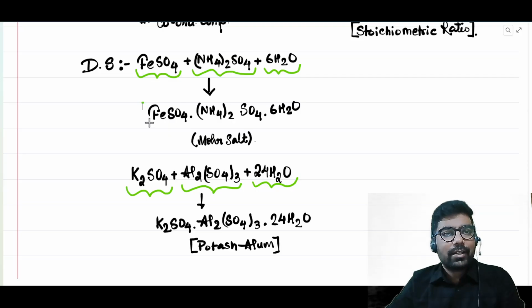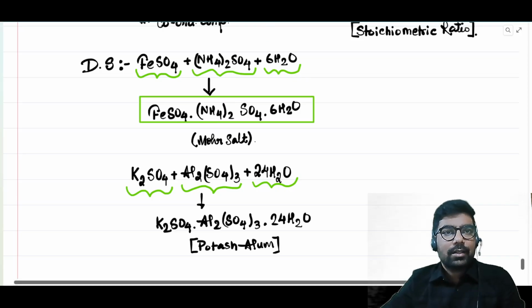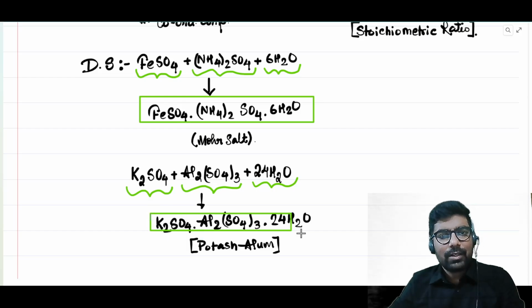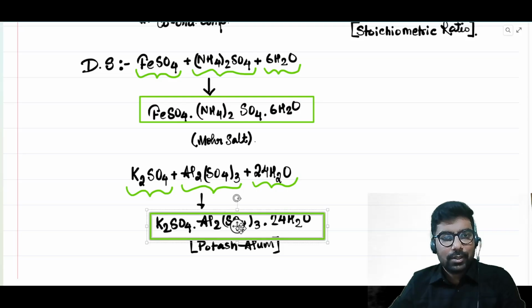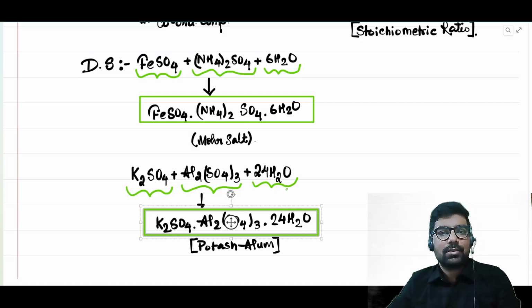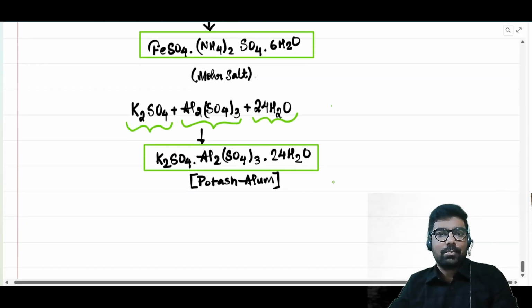Now you can understand why the name addition compounds comes, right? So this is an example of one double salt, Mohr's salt. This is an example of another double salt, that is potash alum. So now we are clear about double salt. Now let's move on to another type, the type that we will be discussing more in this lecture, that is coordination compounds. So how do these coordination compounds form?